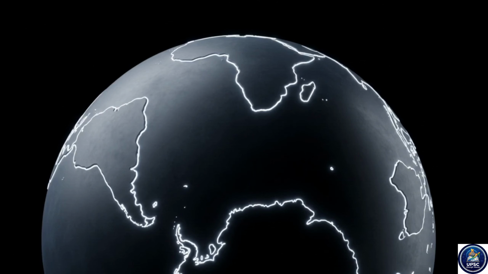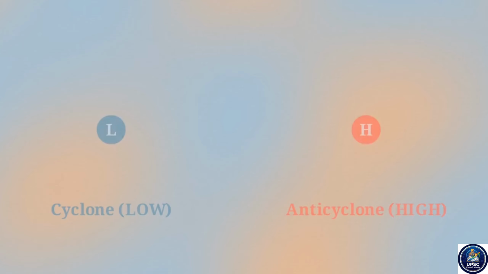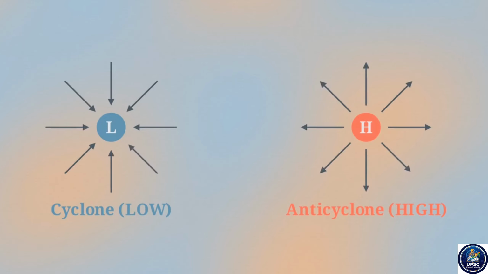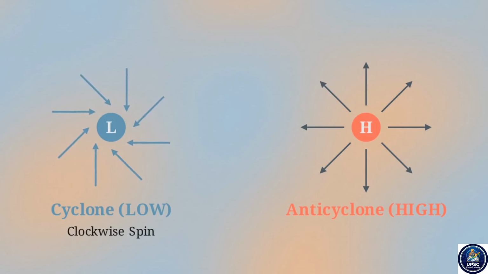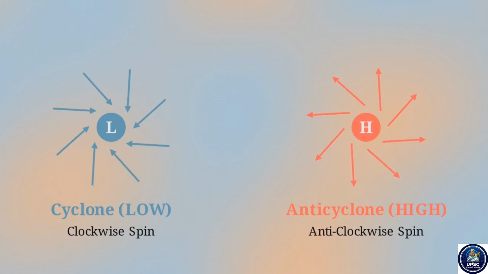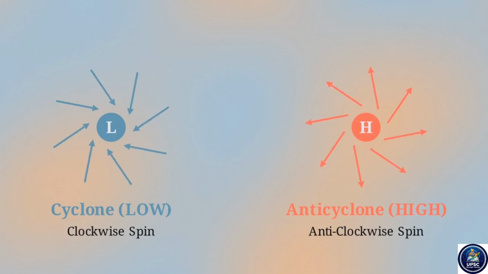Moving our perspective below the equator reveals the inverse kinematic environment. In the Southern Hemisphere, Ferrel's law flips. All moving air is deflected to its left rather than its right. This leftward deflection mirrors the atmospheric spin. A southern cyclone spins clockwise, and a southern anticyclone spins anti-clockwise.